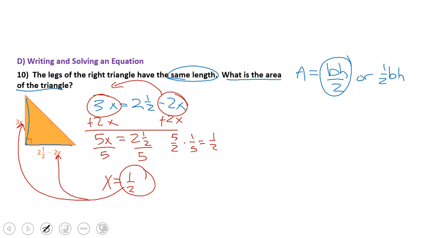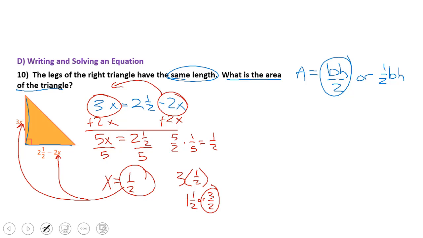So in the first one, 3 times 1/2 is going to give me 1 1/2. Or I could stay with 3 halves. Okay? Well, the other one better be 3 halves. Let's see. What's 2 times 1/2? Well, that's 1. 2 1/2 minus 1 is 1 1/2. Or 3 halves. Outstanding. So now let's use that to find the area.